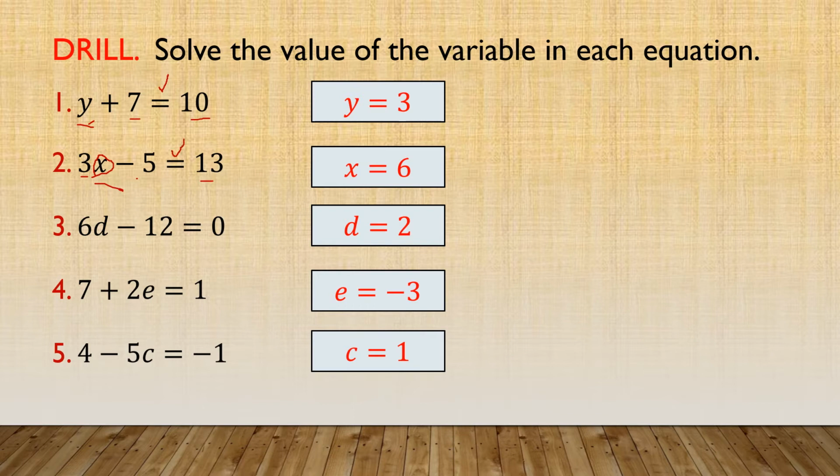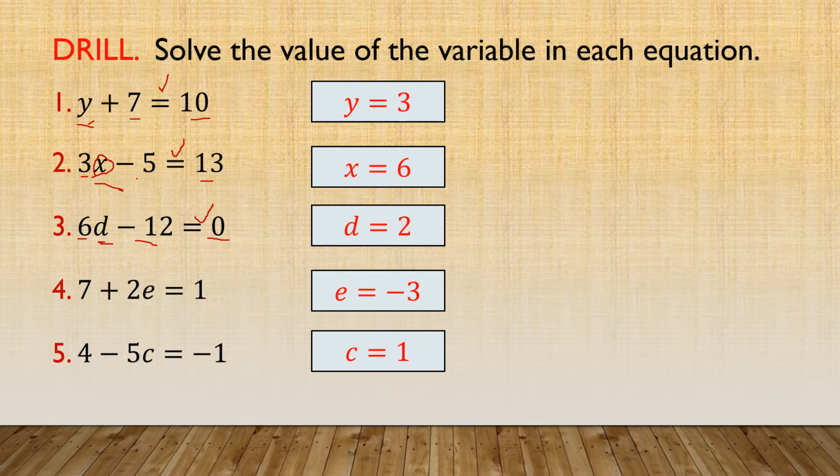Number 3, the value of d is 2. So this one should be 2. So we have 6. 6 times 2, we have 12. 12 minus 12, that is 0. So therefore, 2 is also correct.